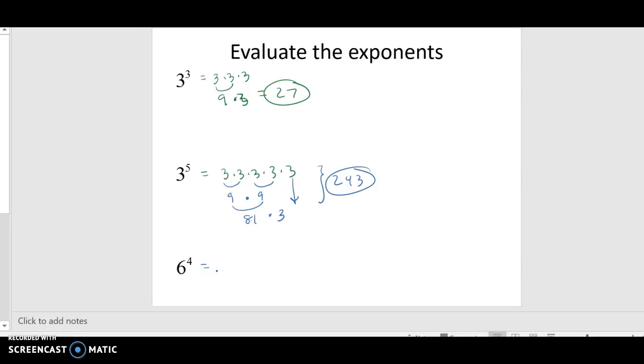Try the next one on your phone real quick. So when we do 6 to the 4th power, you're going to do 6 times 6 times 6 times 6, which gives you 1,296.